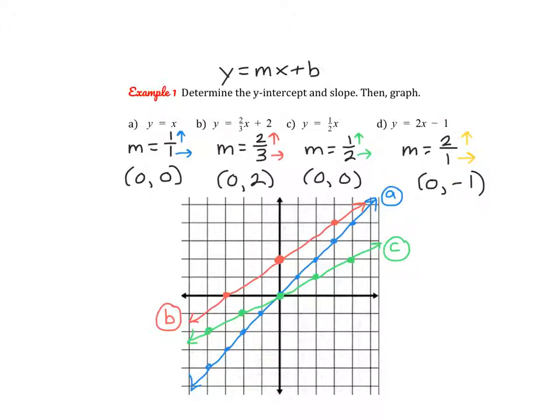Okay, let's start by plotting our y-intercept at (0, -1), and then we'll follow our slope. Up 2, right 1, up 2, right 1, or we can move backwards, down 2, left 1, and then connect your dots, and we will label it line D. And we're all done.